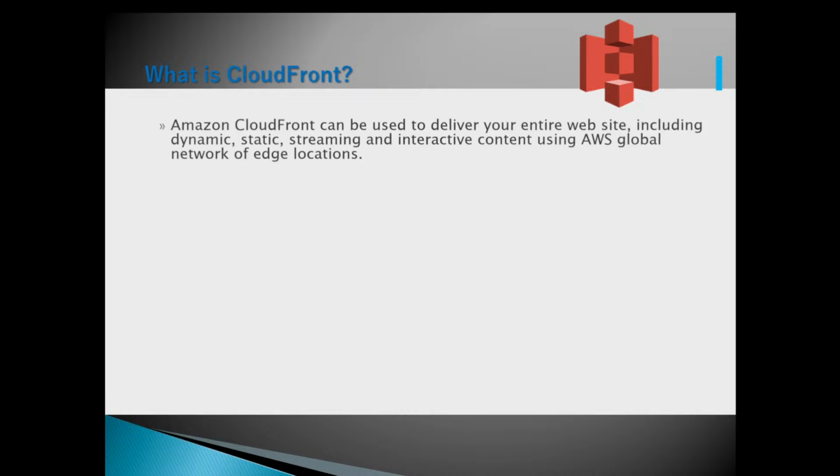Now this is a concept. Now how has Amazon implemented this? So to implement this, Amazon came with a service called CloudFront. To give this feature, Amazon came with a service called CloudFront. What is CloudFront? CloudFront can be used to deliver your entire website, including dynamic, static, streaming, interactive content using AWS global network of edge locations. So हमने we have discussed about edge location. हमने कहा था ये एक ऐसा सर्विस है जो कि डेटा को कैश करता है, राइट? डेटा को कैश करने के लिए यूज होता है edge location.